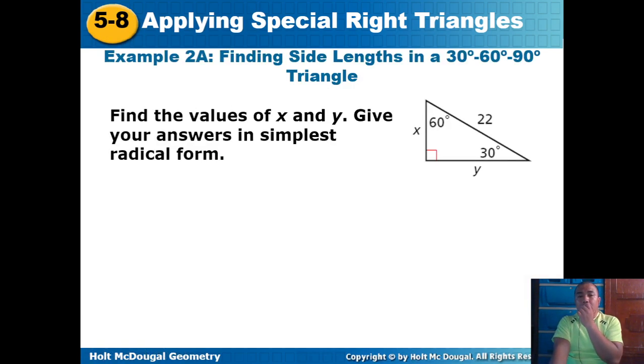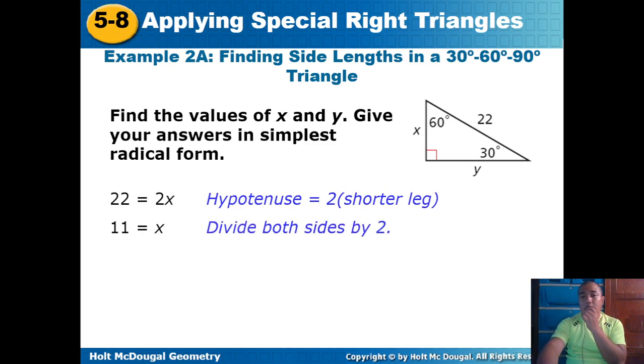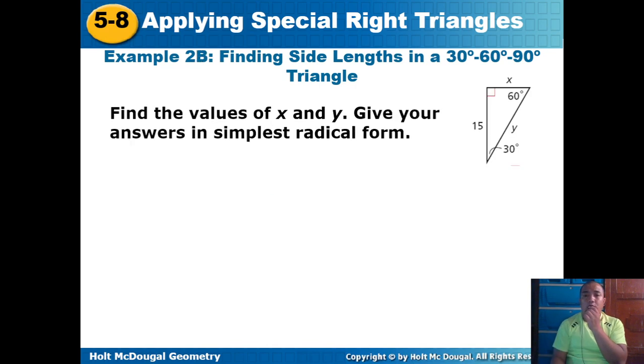Apply. Find the value of x and y in a 30, 60, 90 degree triangle. The shorter leg is this x. Of course, its length is 1/2 of the hypotenuse. So this is 11. This is 11 square root of 3. Yung x. How about y? 11 times square root of 3 is the answer.